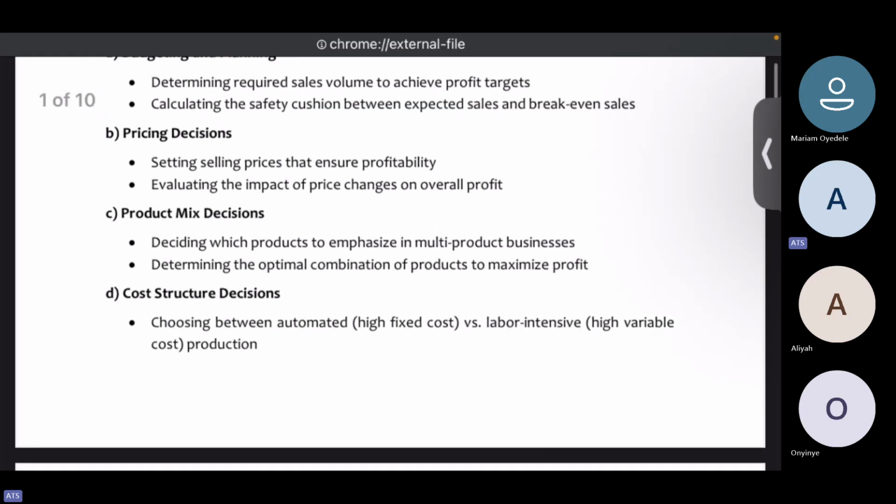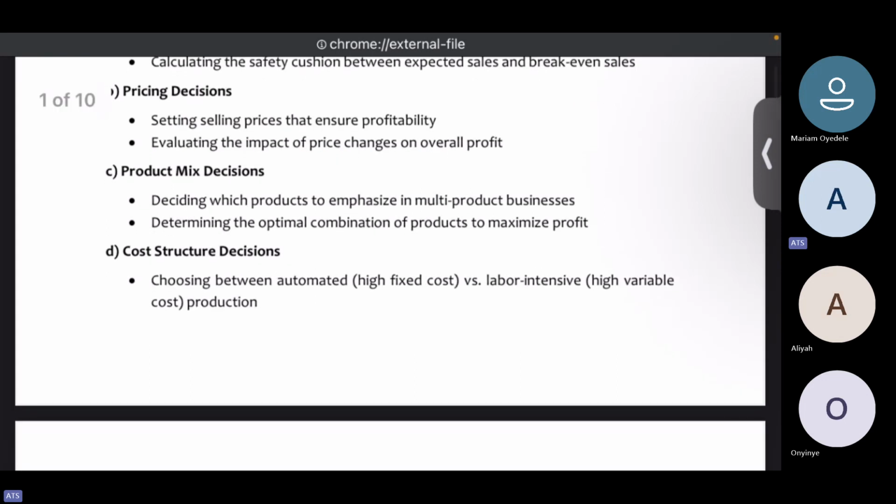Now, it also helps in deciding which products to emphasize in multi-product businesses and to determine the optimal combination of products to maximize profit. So there are some products that might not really be profit generating, but without selling them, you might not be able to sell the others. So CVP analysis helps you to determine the right product mix.